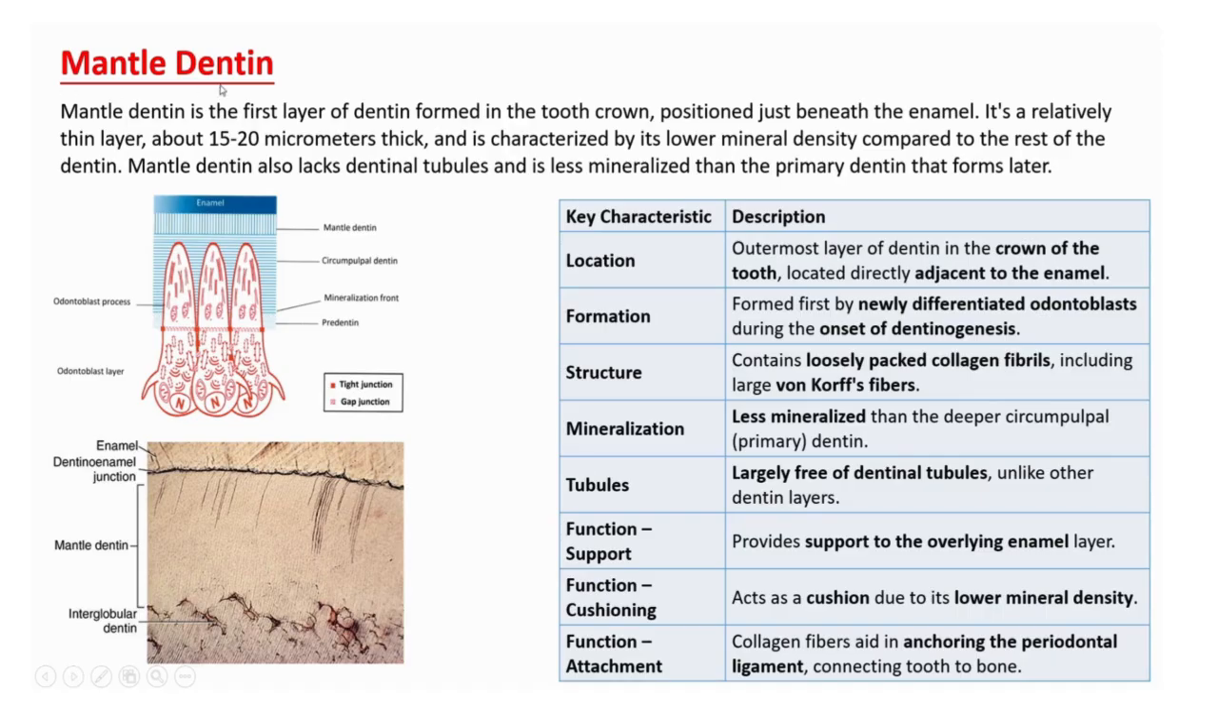Next is your mantle dentin. Mantle dentin is the first layer of dentin formed in the tooth crown, positioned just beneath the enamel. It's a relatively thin layer and is characterized by its lower mineral density compared to the rest of the dentin. So over here in this diagram, we can see this is your mantle dentin.